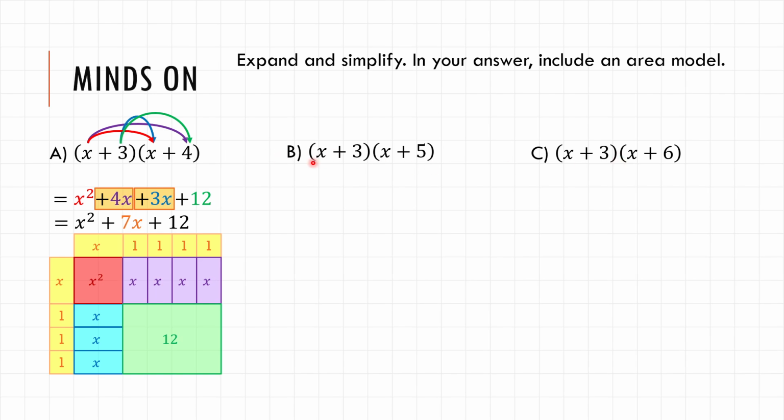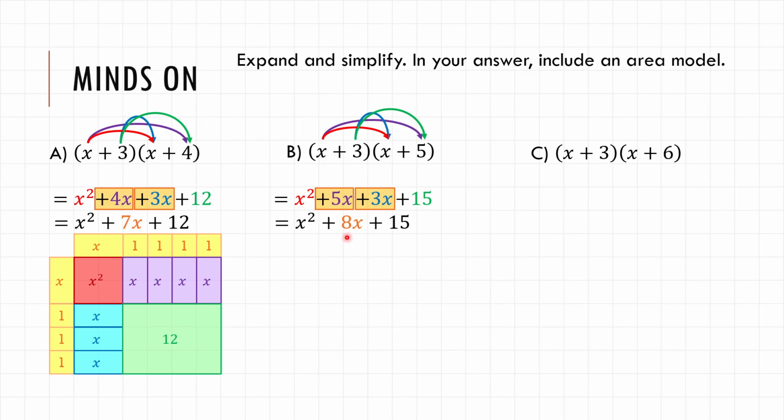Okay, well hopefully you were able to take a look at this one and see, okay, x squared plus 5x plus 3x plus 15. And of course, these two are like terms, so we can combine them to get 8x. And the area model might look like this. So we've got x, 1, 2, 3, and x plus 5.